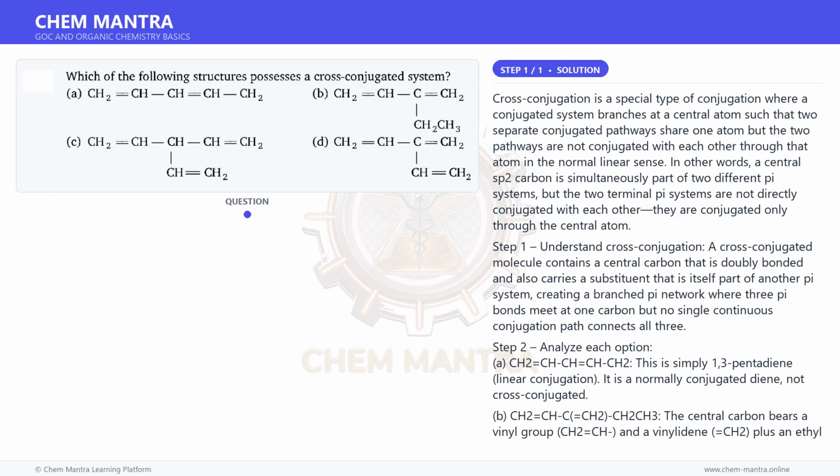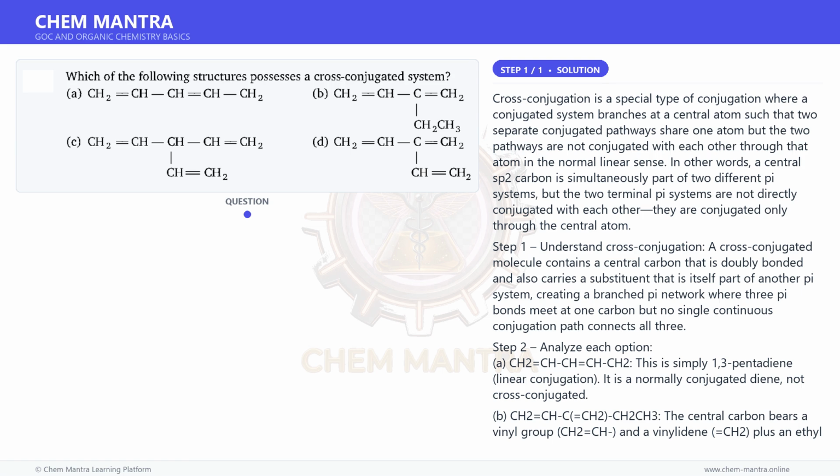Cross-conjugation is a special type of conjugation where a conjugated system branches at a central atom such that two separate conjugated pathways share one atom, but the two pathways are not conjugated with each other through that atom in the normal linear sense. In other words, a central sp2 carbon is simultaneously part of two different pi systems, but the two terminal pi systems are not directly conjugated with each other. They are conjugated only through the central atom.